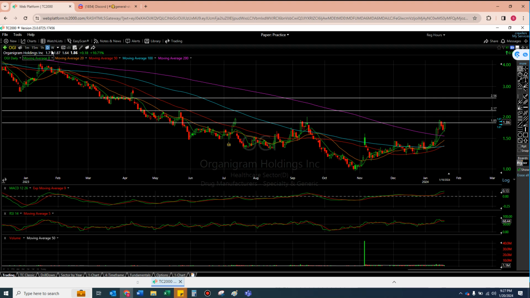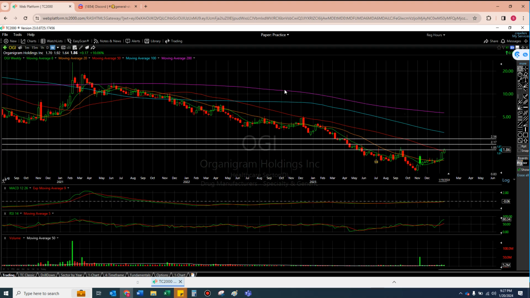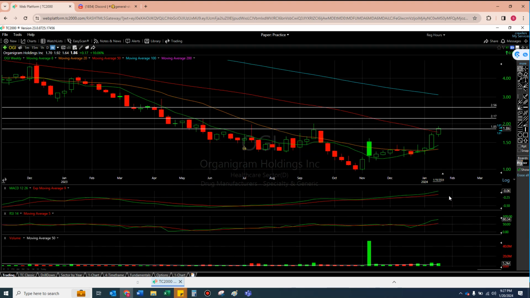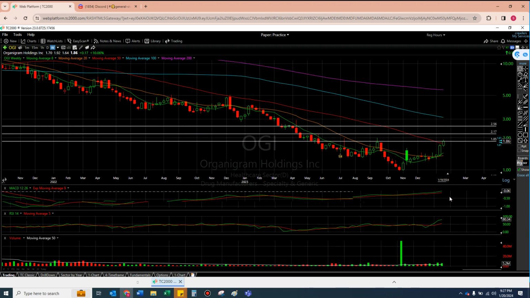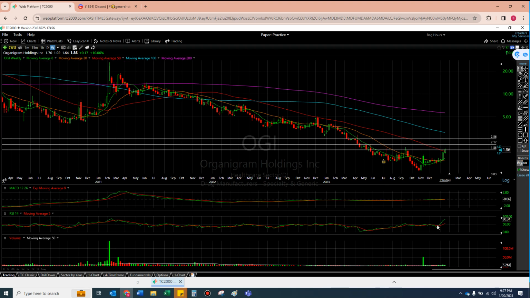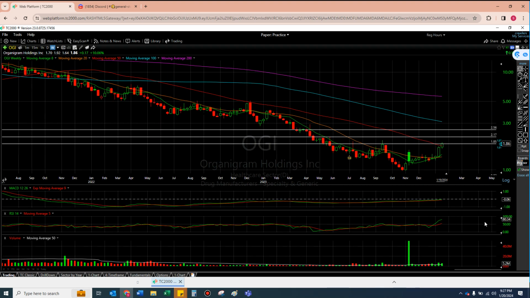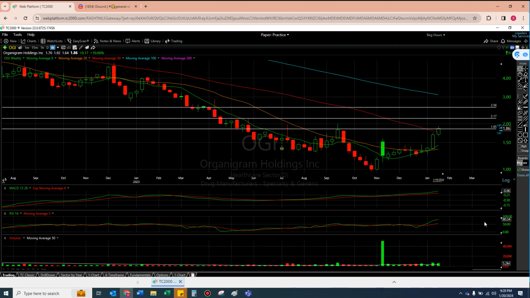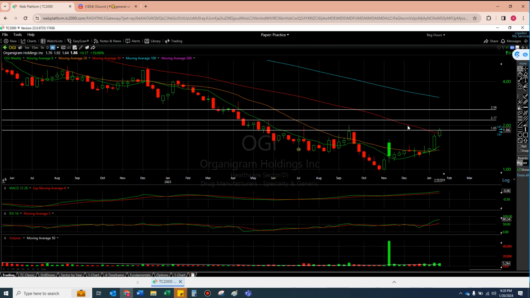Where are we on the weekly? Man, look at this weekly. We're saying we're ready to take over the 50 and go on up. MACD is ready to come into the positive. RSI is a little high, but oh man, there's a lot to like here. Because of this weekly, I believe we're going to go up just a little bit, maybe come back down and then take off.